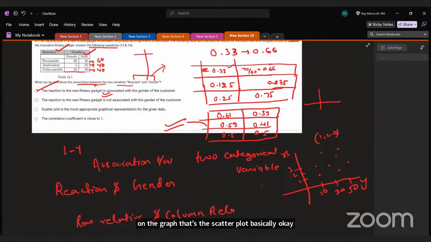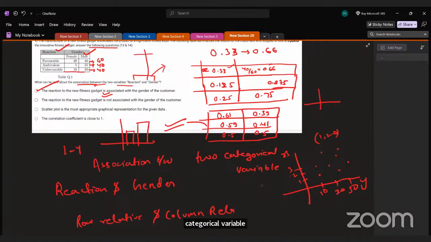Sir, can you find a correlation coefficient? Correlation coefficient you can find for numerical variables. So what is the conclusion for option C? Scatter plot is most not appropriate? Scatter plot is for numerical variables. These are categorical variables. It's not appropriate for categorical variables. There's another graph you can plot.